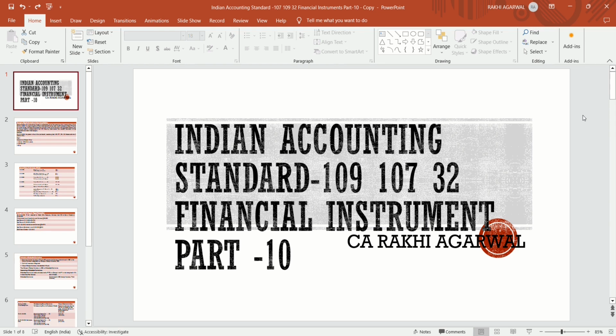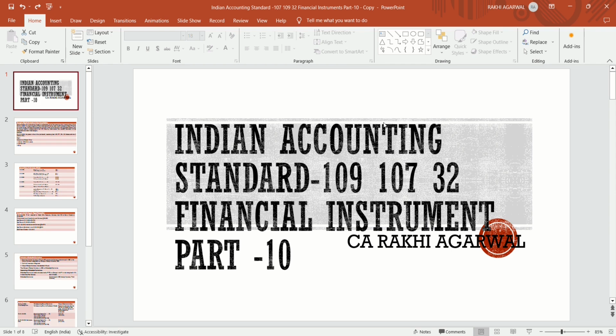Indian Accounting Standard 109 and 107 and 32, which talk about financial instruments, part 10. Today we are going to discuss some concepts related to consolidation and embedded derivatives, which is split accounting in case of closely related transactions, or not closely related transactions, like where separation is required, where split accounting is required, and where no separation is required. Some exemptions are given where separation is not required in case of closely related transactions. So we will discuss now.